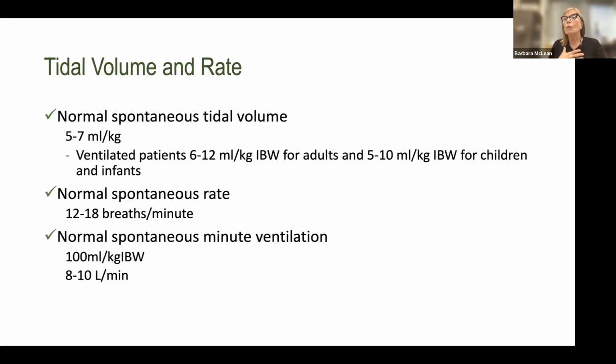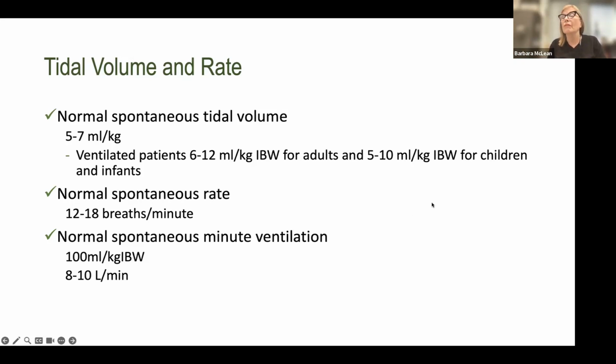Now, when we set patients on ventilators today, we typically are going to look at a tidal volume breath somewhere between 5 and 8 mLs per kilogram, or 5 to 7 mLs per kilogram. We're trying to target a minute ventilation of 8 to 10 liters a minute. Remember, that's exhaled tidal volume times the respiratory rate.